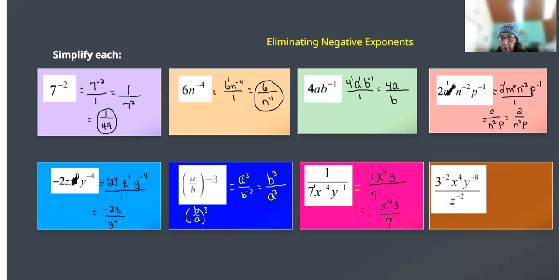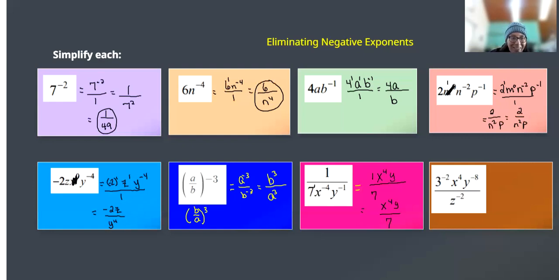Take a minute, take it all in, stop the video if you need to, take a look at it, try this next problem before I do it with you. If you need to stop the video right now, it would be a good time to do so. I want you to try some of these. You can do this.